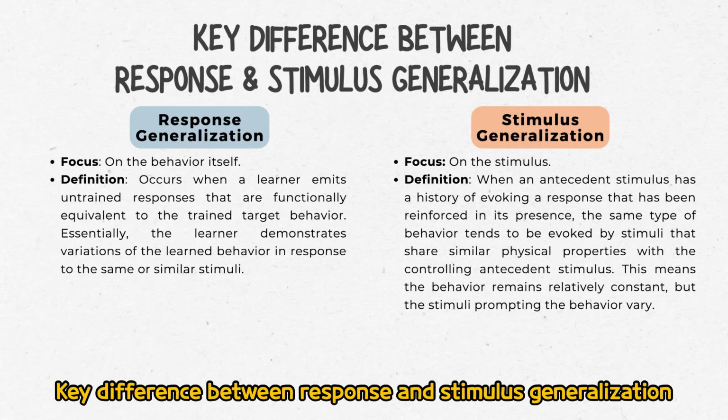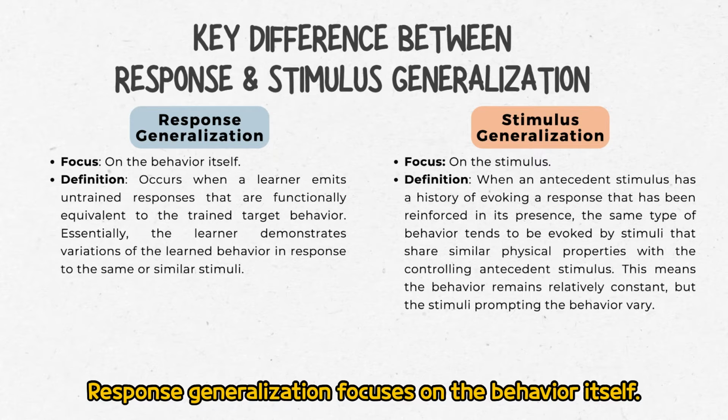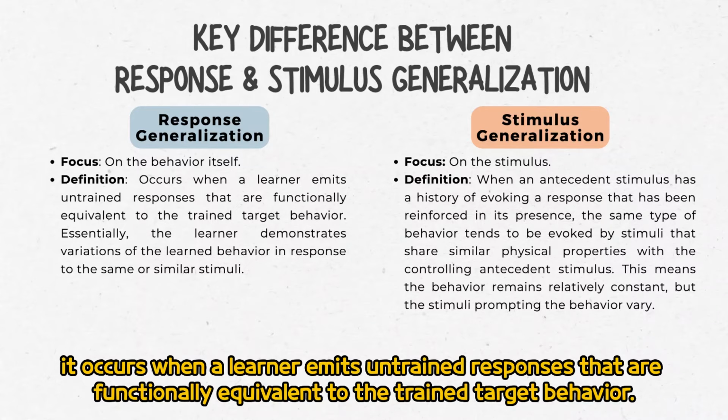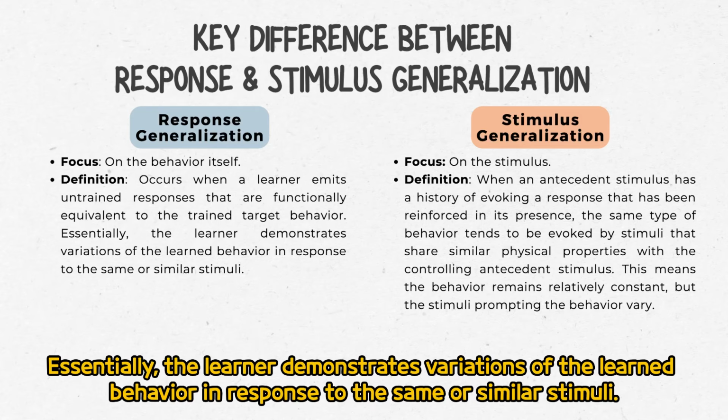Key difference between response and stimulus generalization. Response generalization focuses on the behavior itself. It occurs when a learner emits untrained responses that are functionally equivalent to the trained target behavior. Essentially, the learner demonstrates variations of the learned behavior in response to the same or similar stimuli.